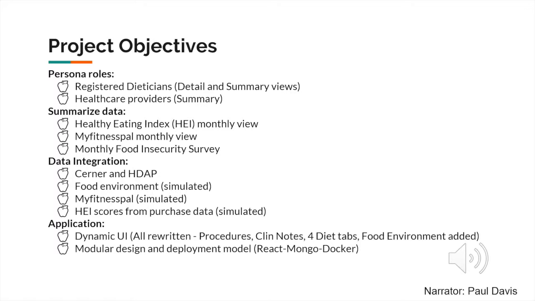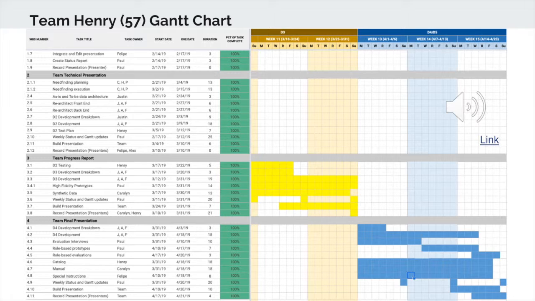On the application, we've rewritten the application to be a dynamic user interface and added 7 additional screens. We've also achieved modular design and deployment through React, Mongo, and Docker. We've implemented all of our tasks to design, build, and deploy a functional system on Cerner. We have deployed it with some mock-up data and synthetic data where data was not available.